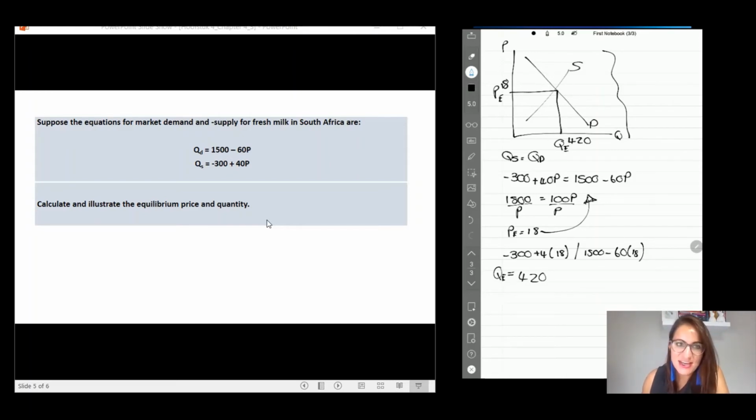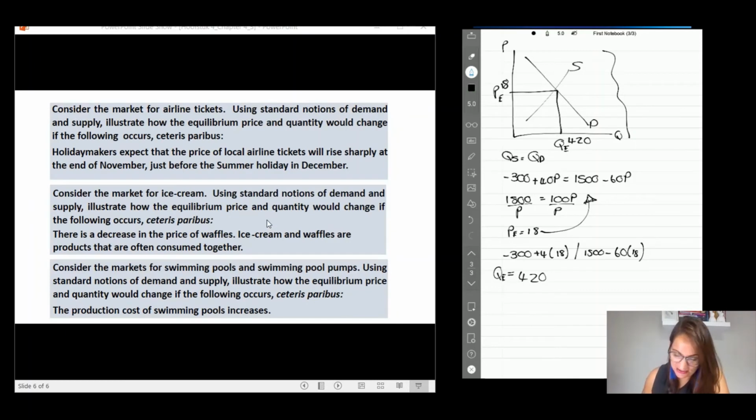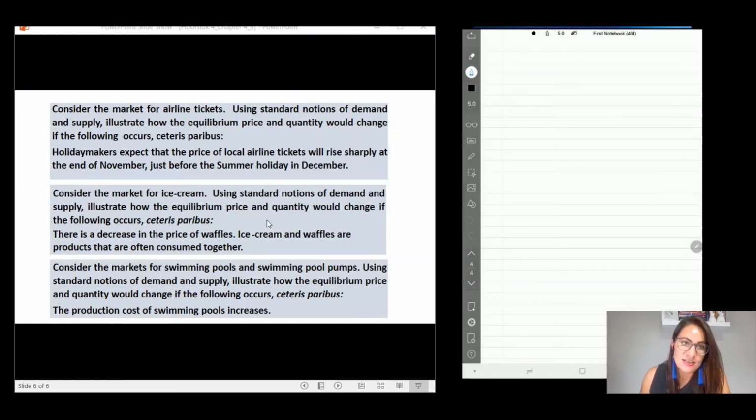Right, so let's look at the theory examples now. So now we're going to draw.